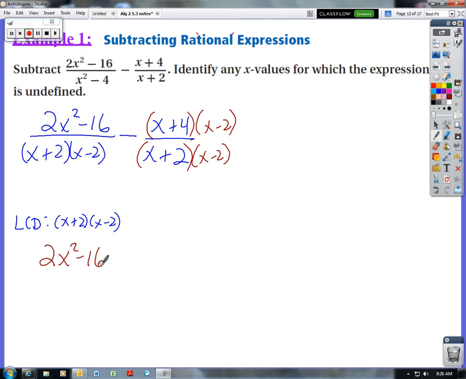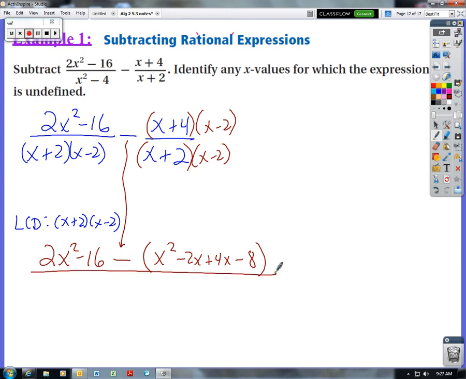Well, I'm going to show you 2 ways you can think about this. If you don't mind using a lot of paper, you can bring along this minus. You need to put a big parenthesis, and then you're going to FOIL this out. So we've got x squared minus 2x plus 4x minus 8. That all has to be in parentheses because you're subtracting that entire thing. That is super important. All over the denominator, x plus 2 times x minus 2.